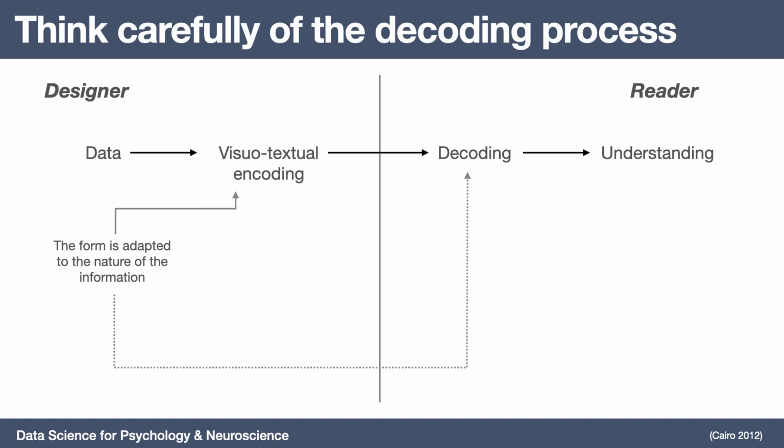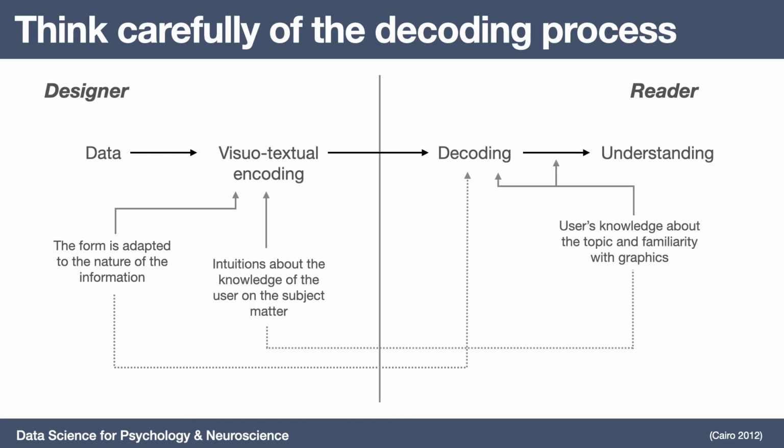But how you present that information, that data, in an encoded way will really need to adapt to what information you're presenting. Are you talking about groups? How you present information about groups is going to be different than how you present something about time. In addition, there's going to be a relationship between this visual textual encoding process and the dynamic of moving from decoding to understanding.